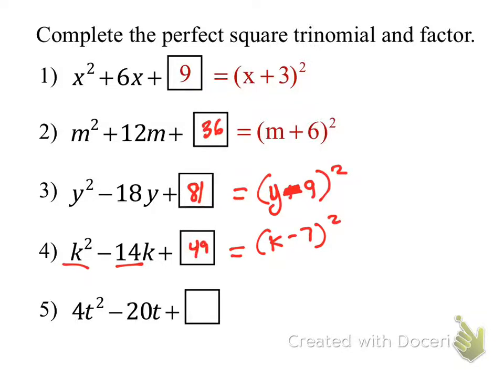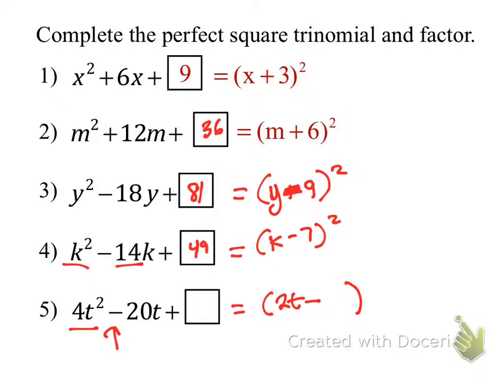Now, again, let's try it. What's the root of that? 2t. Now, is it going to be a minus or a plus? A minus, because I've got that minus there. Now, I've got to multiply it by something. 100. Hold on.